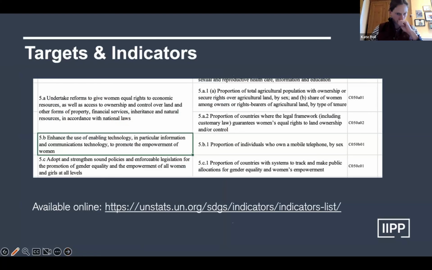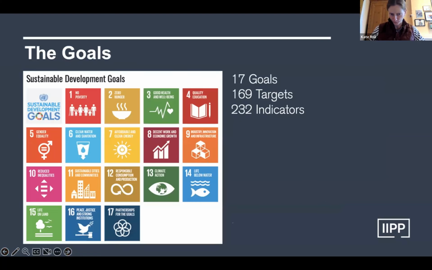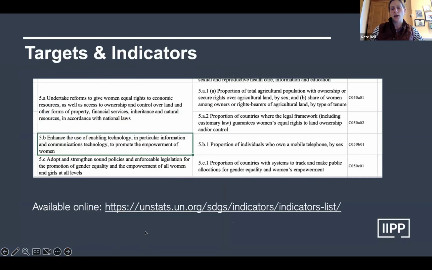This is the image that we always see with the SDGs. But like I said, it's really important to lift up the hood and actually look at those targets and indicators. And the best way to do that is to literally download an Excel spreadsheet from UN Stats that has the targets and indicators.